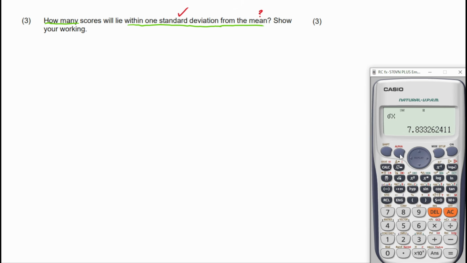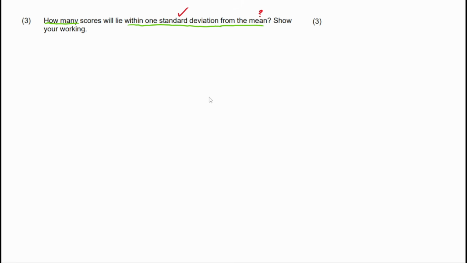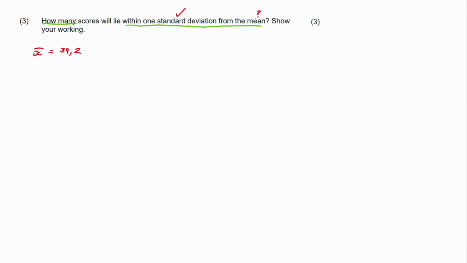Let's bring it up, and so we know what our standard deviation is. So we can just go back down here into variance, and we can use X bar to give us our mean. If we work this out, we find our mean is 39,2. So let's write that down. We know our mean is 39,2, and from the previous question, we know our standard deviation is 7,8.